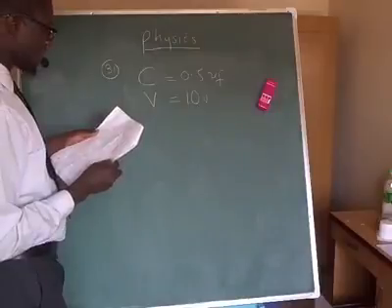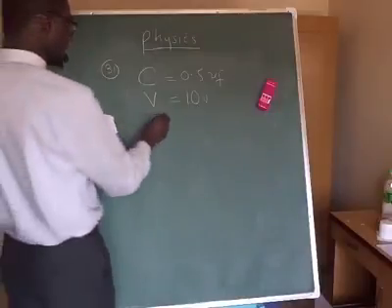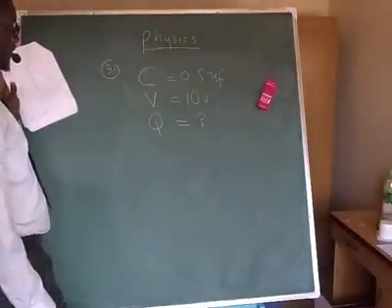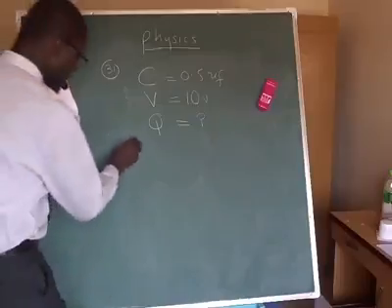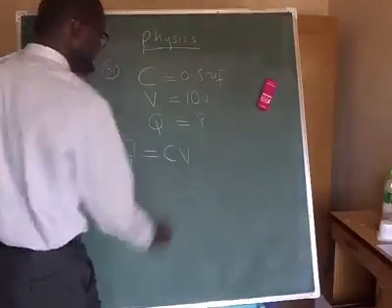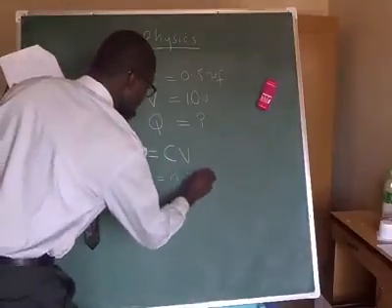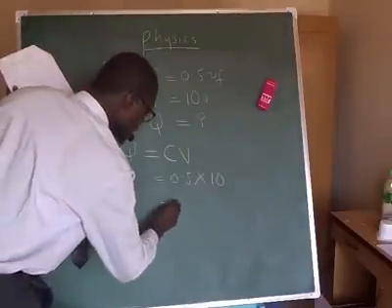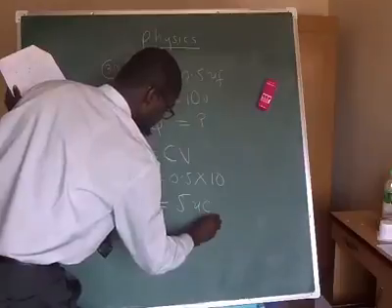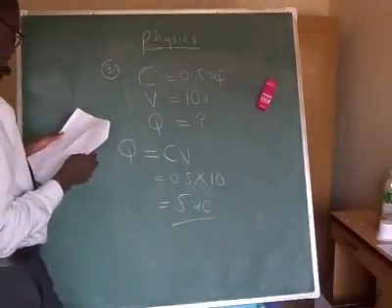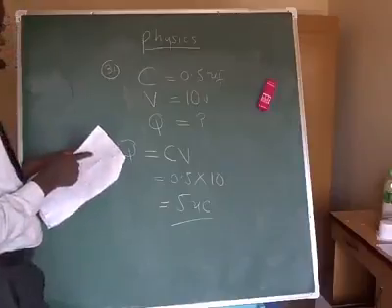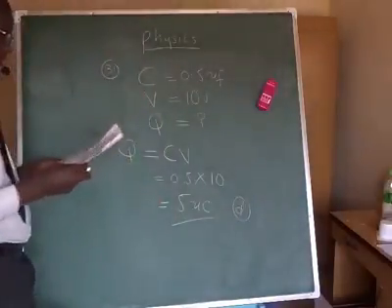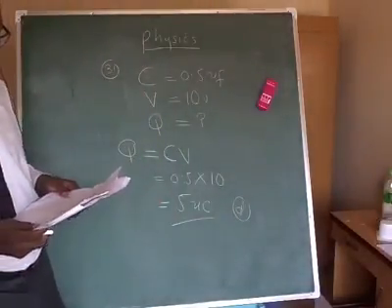The question says the charge on the capacitor after a long time is, we are looking for the charge on the capacitor. Now the formula that relates these three is Q is equal to CV, and our C is 0.5. Our potential difference is 10. So 0.5 times 10, we have 5 microcoulombs, which is option D. Option D is 5.0 microcoulombs. So this is our answer. So the next question is not a calculation.